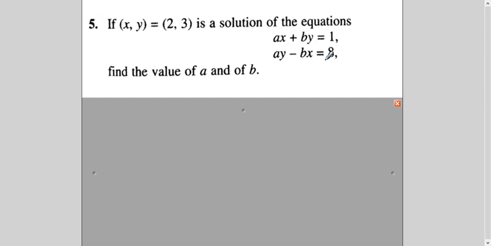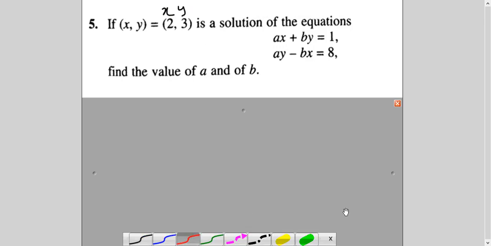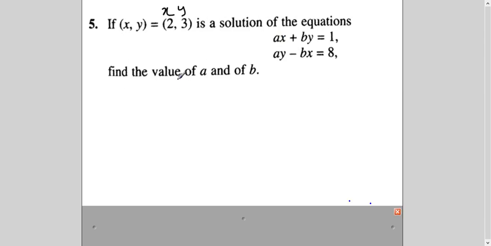Now let's see this equation. This is the last equation question of the video. If the question is saying (x, y), which is (2, 3), means this is x, this is y, is a solution. So the question is telling you that this is a solution of the equation. Now when the point is a solution of the equation, it means you can plug in place of x and y. And the question is saying find the value of a and b.